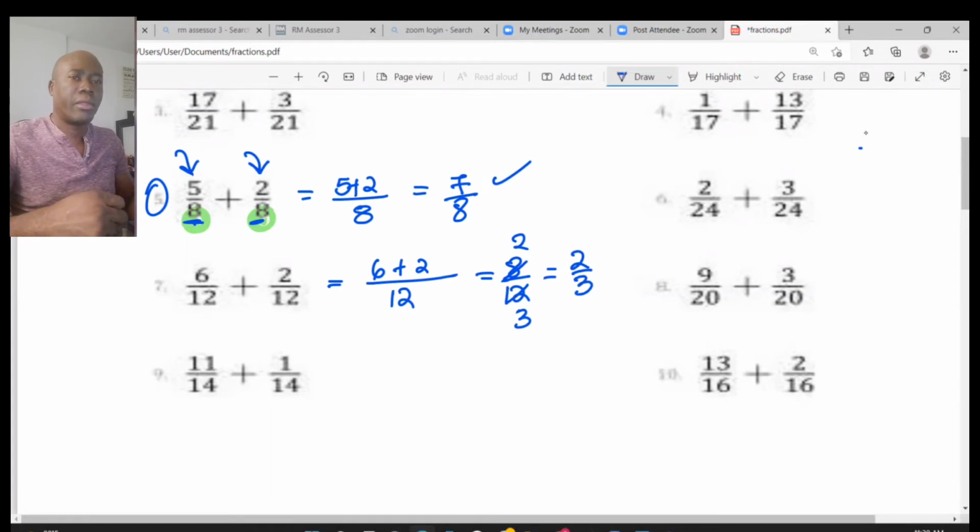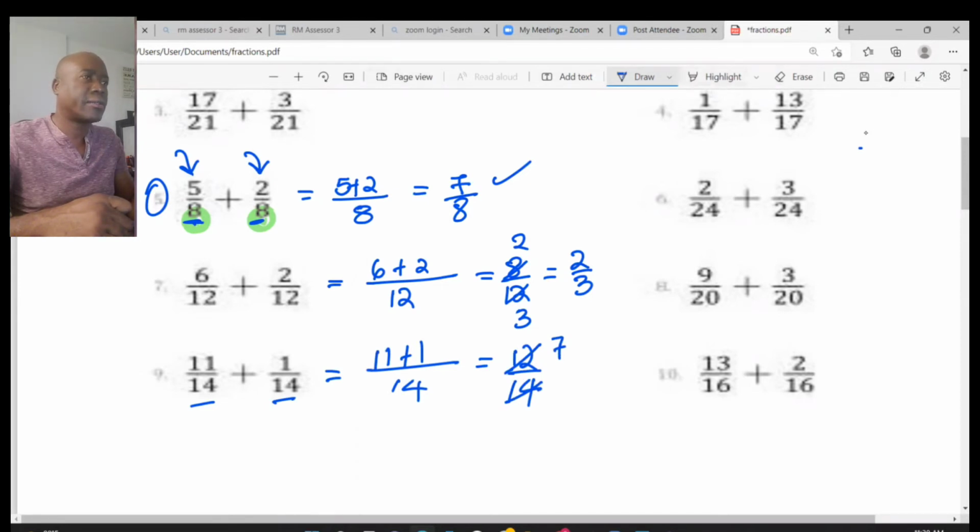Let's do another one. We're dealing with 11/14 plus 1/14. Again, this will be out of 14 because we have the same denominators here. Therefore, we're adding 11 plus 1, and this is going to give us 12 out of 14. We could cancel this by dividing through by 2, and we're looking at 6 over 7. All right, for that one.